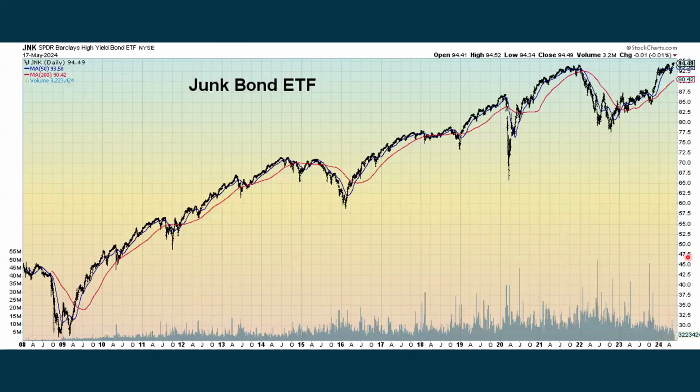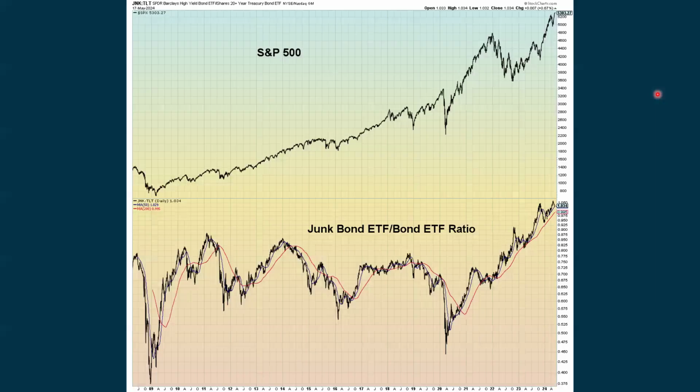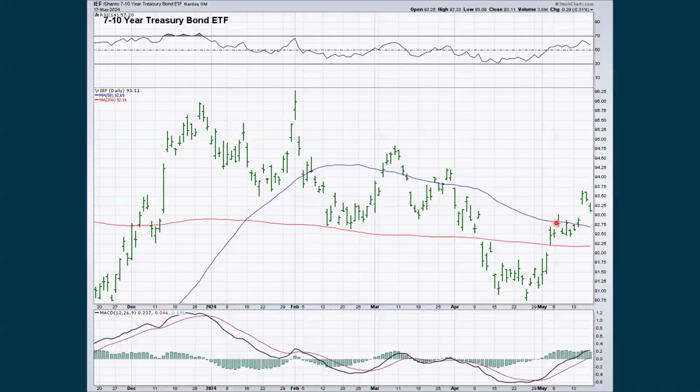Here's the junk bond ETF all by itself, coming back and setting recent all-time highs. Then we do a ratio between junk bonds and more conservative bonds. And even though they're pulling back, it's showing that junk bonds continue to outperform. What we're going to be waiting for is if this really starts to come down as interest rates potentially have topped out, that's what we would expect to see here. But we're not seeing that yet.